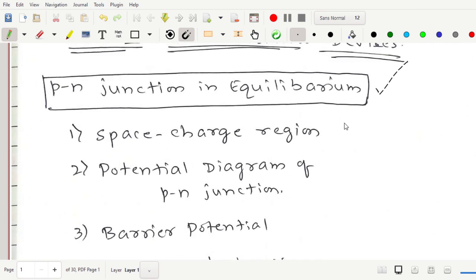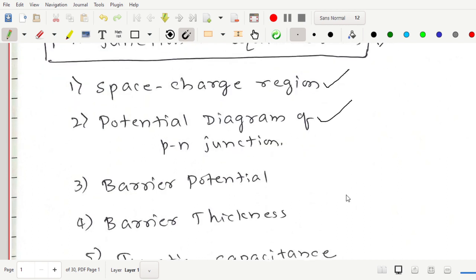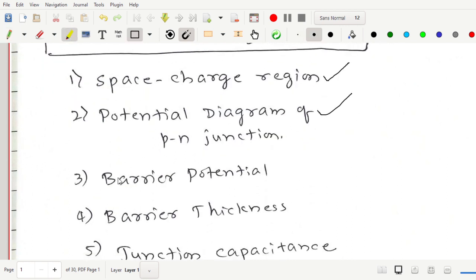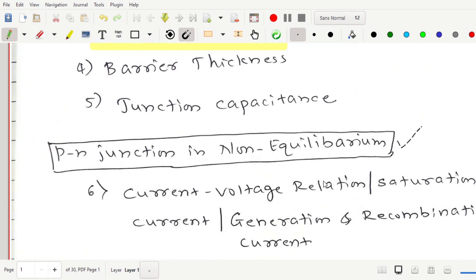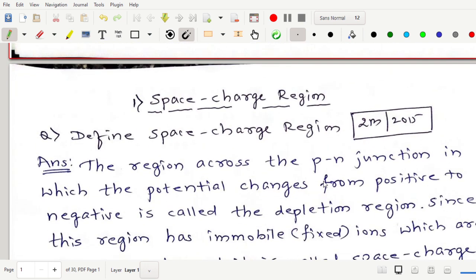Now coming to the first part, that is PN junction in equilibrium. In that we have discussed space charge region and potential diagram of PN junction. In today's lecture, let us discuss the barrier potential. So barrier potential will be the discussion of this lecture. Now let us see what things we have discussed.